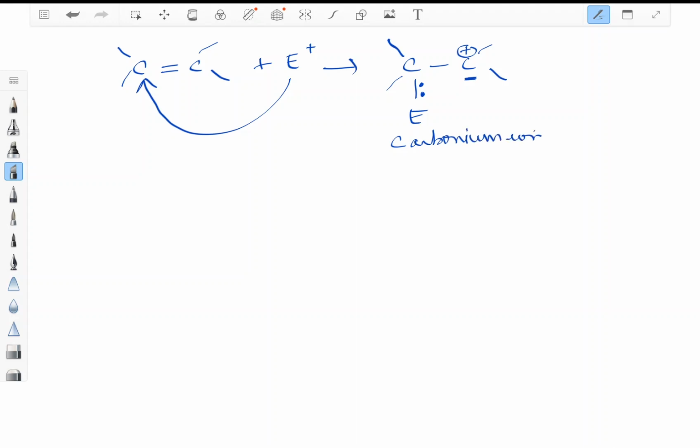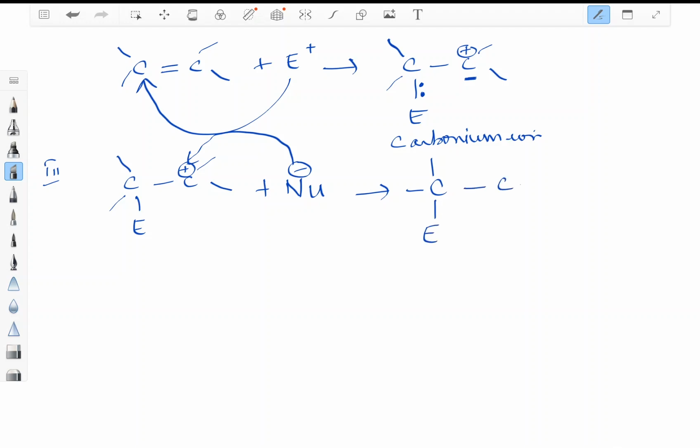The third step is the same one. In the second step, we formed the carbonium ion, that is, carbon-carbon with two bonds. I'm going to use this example where the electrophile is coming and attacking. It is going to react with the nucleophile, and this carbon has a positive charge. So this nucleophile is attracted by this positive charge, and it shifts there to form carbon with two bonds and the electrophile here, and carbon with two bonds and the nucleophile here. And this is supposed to be your addition product.